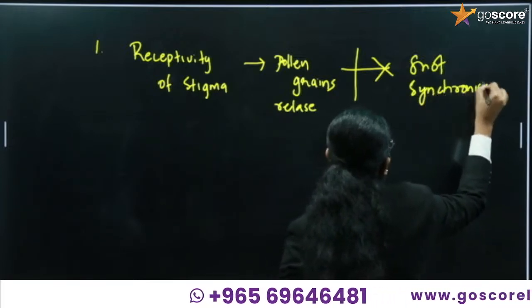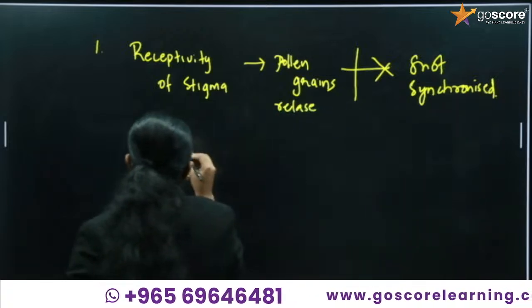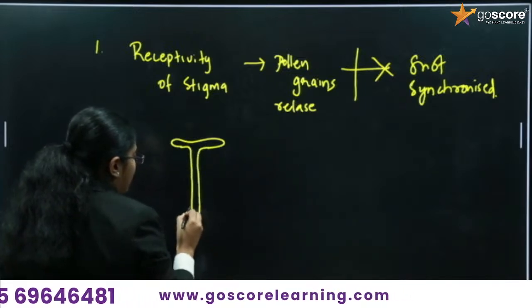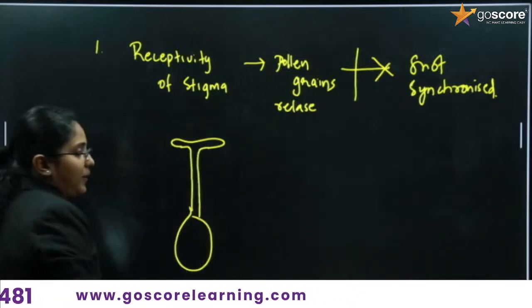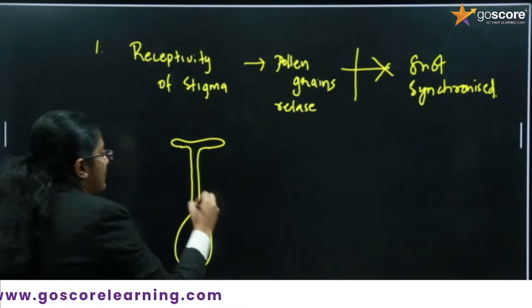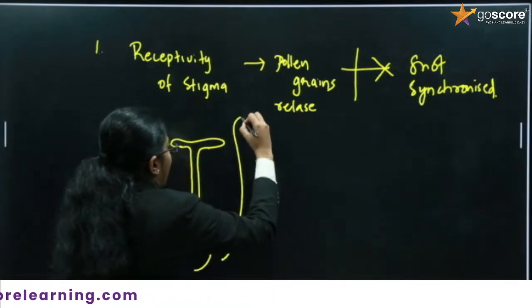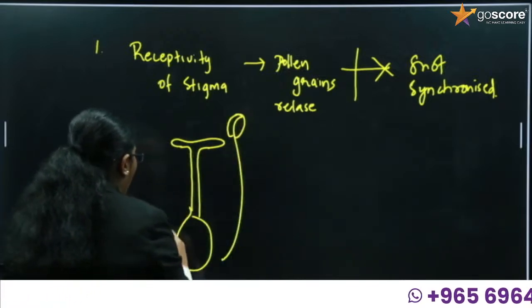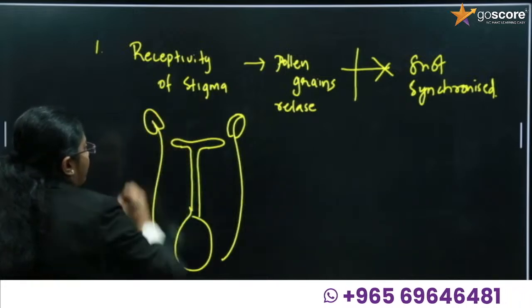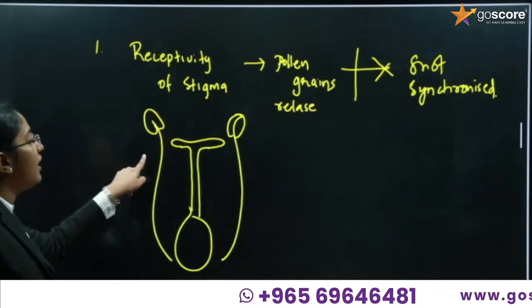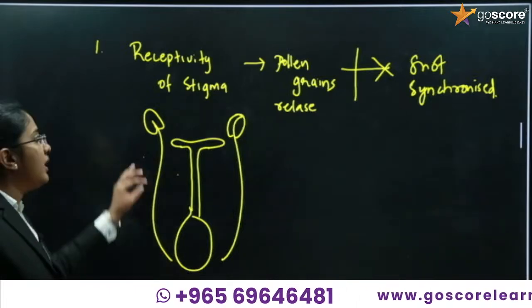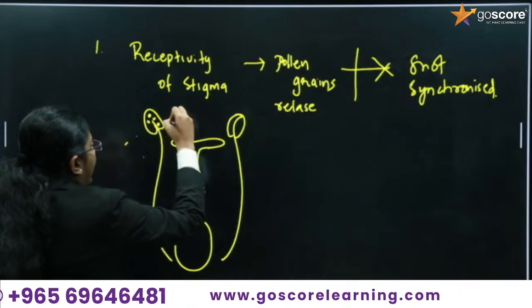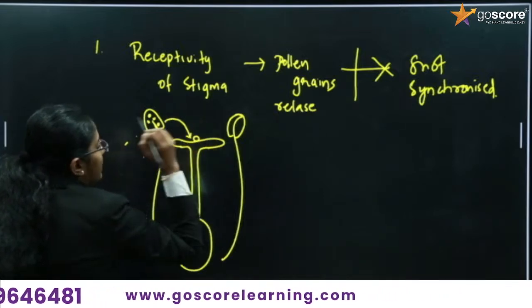What is the meaning of this? You know the structure of a female reproductive structure, right? There is a stigma, then style, and there is an ovary. If we are considering bisexual flowers, the anther will also be present in the same flower. So if anther and pistil are present, there is a chance of release of pollen grain towards the surface.